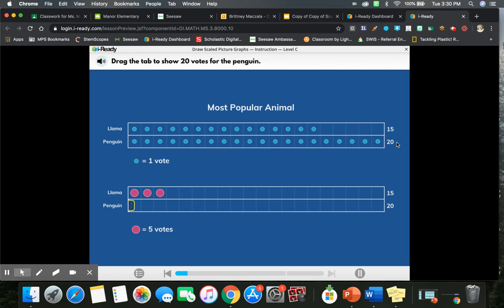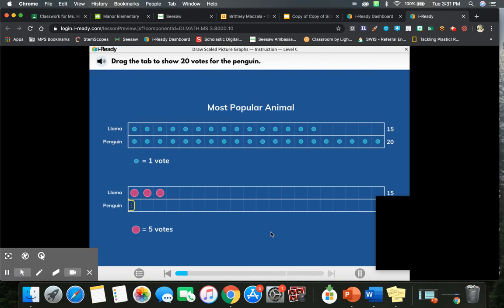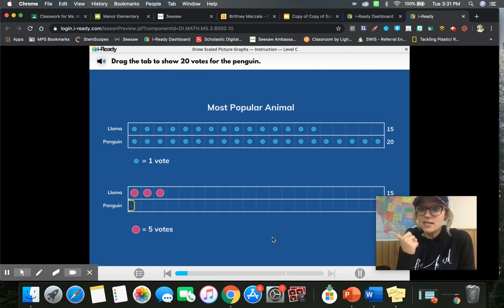How many are there going to be? Well, let's count by 5s together: 5, 10, 15, 20. There would be 4 of our pink dots, so we are going to move this one. That's 5, 10, 15, and 20. No matter what scale we use, penguins are the most popular animal.